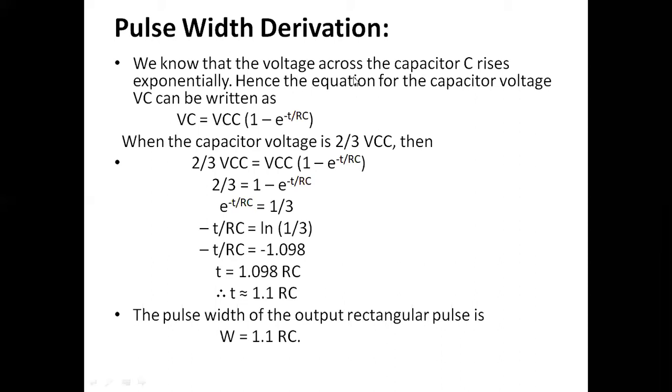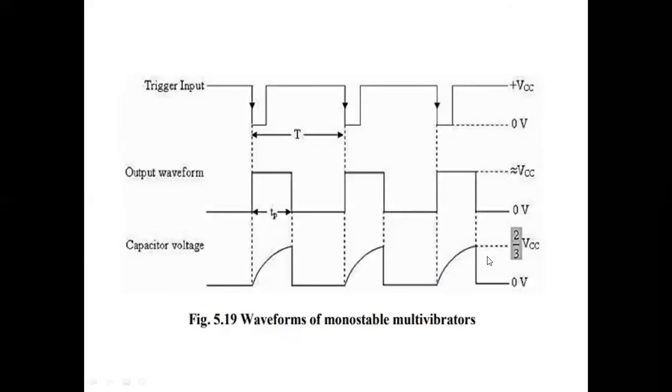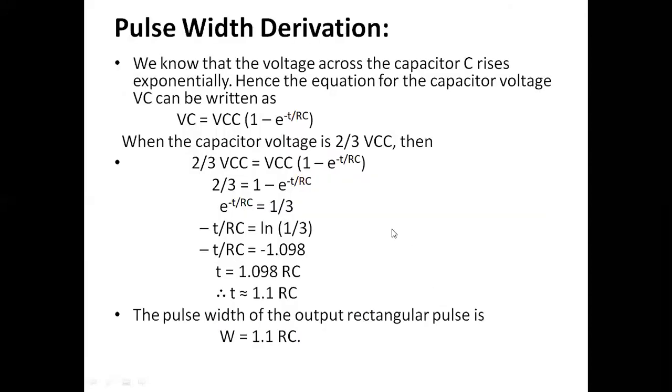When the capacitor voltage is 2 by 3 Vcc, the voltage across the capacitor becomes 2 by 3 Vcc is equal to Vcc into 1 minus e power minus t by RC. If you substitute that value and simplify, we get 2 by 3 is equal to 1 minus e power minus t by RC. So that is e power minus t by RC is equal to 1 by 3.